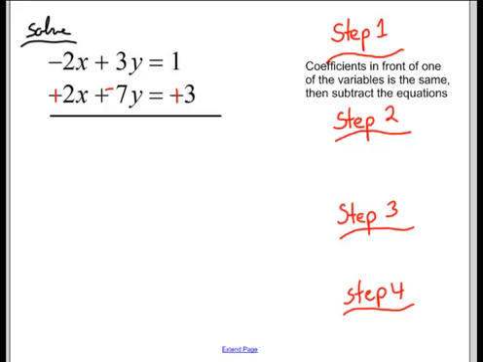When I do that, negative 2x plus 2x goes away, so I get a 0. 3y minus 7y gives me a negative 4y. And then 1 plus 3 is equal to 4. So look how simple that is. They cancel out, and now I divide both sides by negative 4. 4 divided by negative 4 is negative 1. So I get y is equal to negative 1.